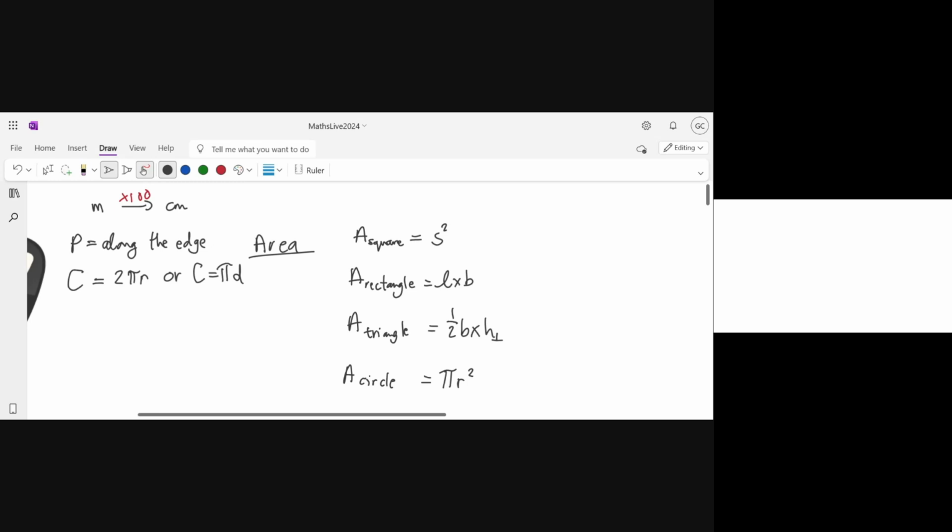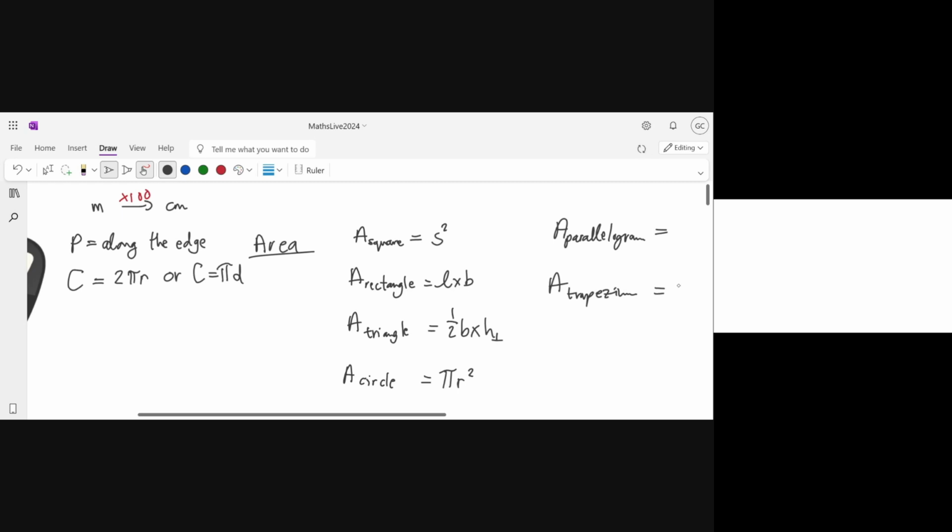All right. That is the area of a circle. Now, there are two more that we need to know by the time we get to grade 9. We need to know the area of a parallelogram. And we also need to know the area of a trapezium.